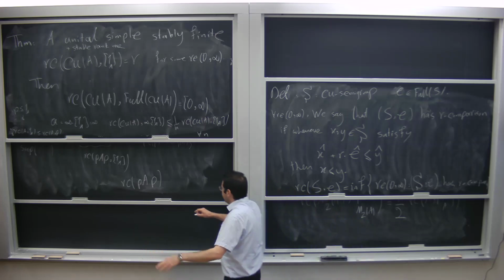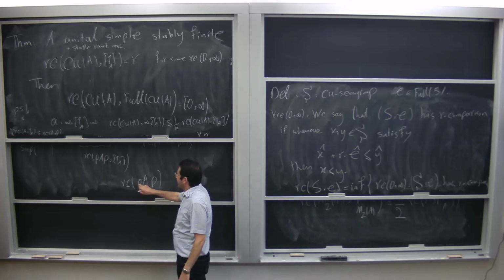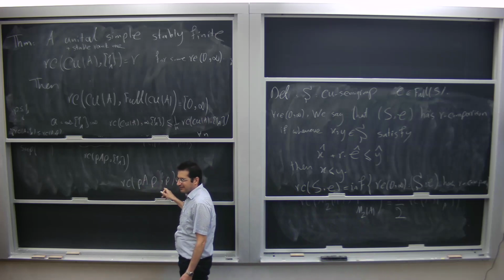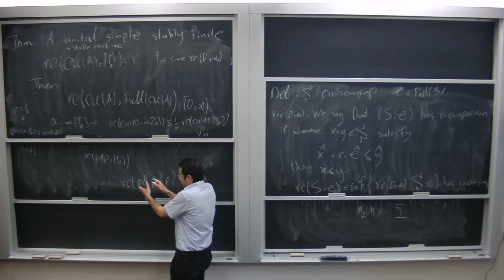So here, maybe in our setting, what they compute is the radius of comparison of this unit of the CSR algebra. What is the unit of this CSR algebra? It's just this P, right? Yeah. And in our setting, this is just the radius of comparison with respect to P, right? Yes.